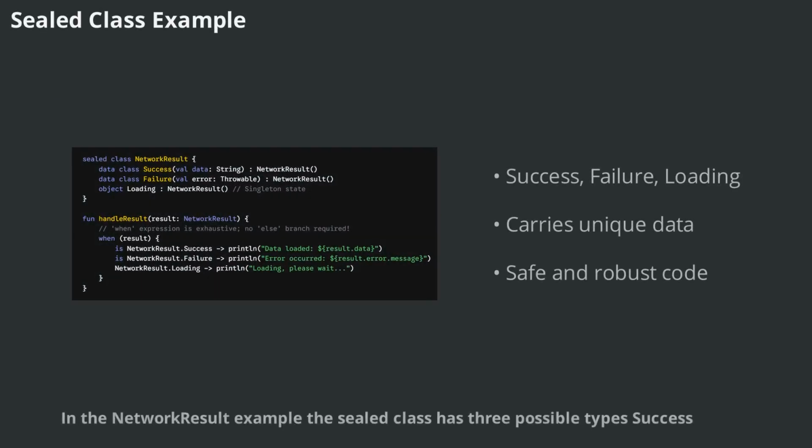In the network result example, the sealed class has three possible types: success, failure, and loading. Each type can carry its own data, like a result string or an error message. When you use a when expression with a sealed class, Kotlin ensures you handle every possible case, making your code safer and more robust.